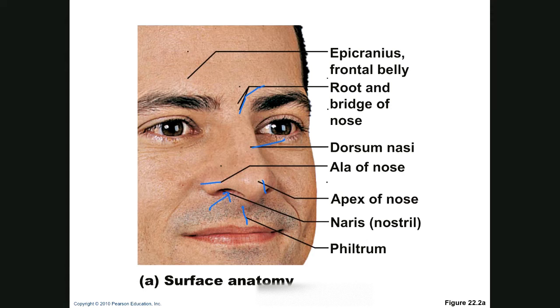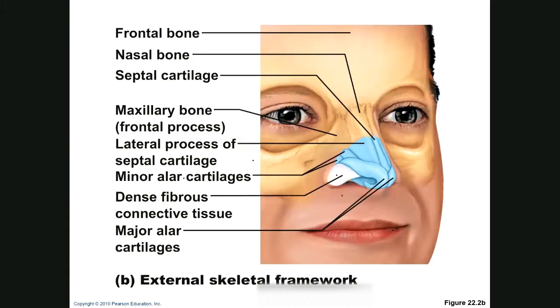Nares is plural; naris is one. Okay, this is showing the underlying structures, bone. Here's your nasal bone. And we have our lateral septal cartilages here. And this is your major septal cartilage right in the middle, and it goes down between and divides the nose into halves. And then we have our alar cartilages, major and minor.